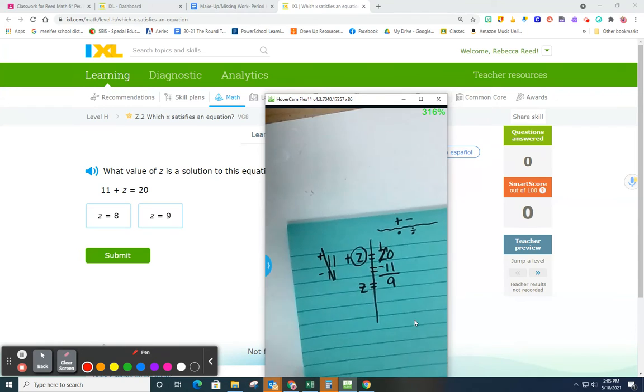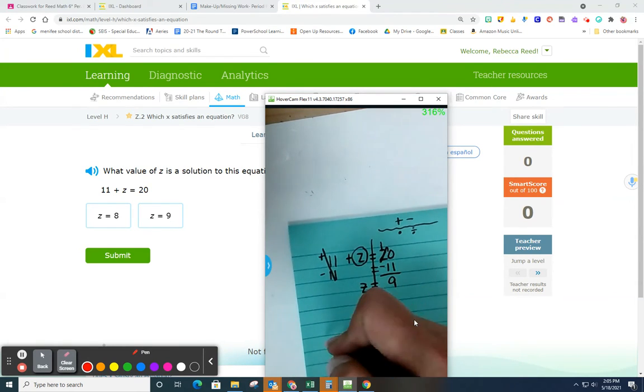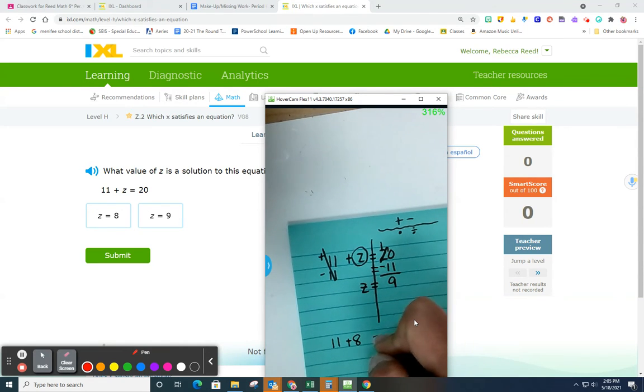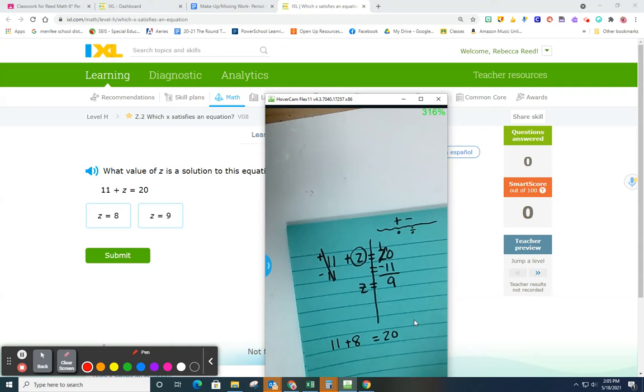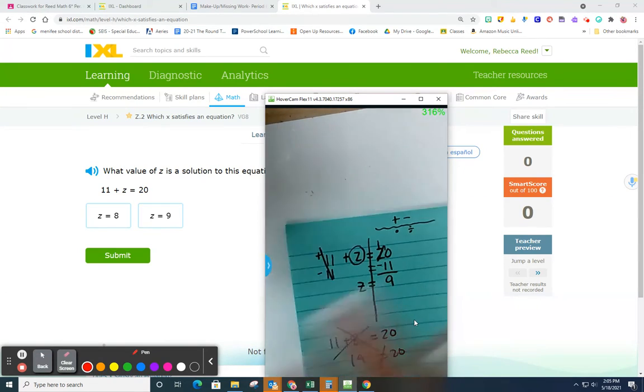Now you've got two answer choices here, 8 or 9. Well, we just worked it out. Another way you could have approached this was to go 11 plus 8 equals 20. And check your work. 8 plus 1 is 9. 9 plus 10 is 19. That's not going to work, right? 19 does not equal 20, right? I know that 19 is not equal to 20. So I can go back in, and is 11 plus 9 going to equal 20? Yeah, it does.